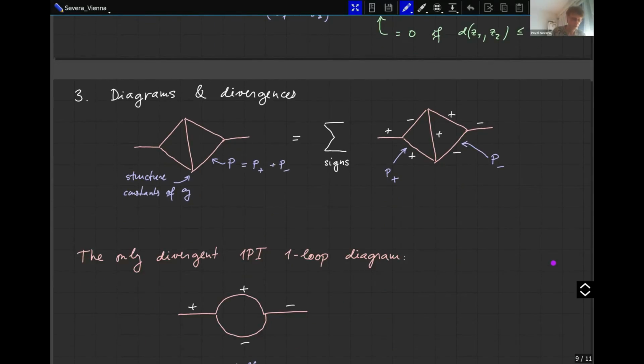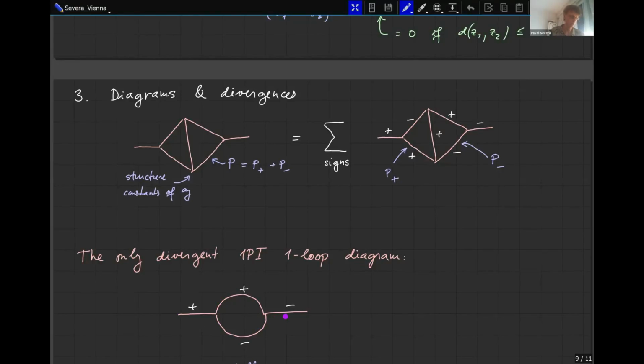Okay, and it turns out that out of all these diagrams, when we take just one particle irreducible diagrams, as usual in these kinds of things, and when we stay with one loop diagrams, because that's the easiest thing to do, it turns out there is only one divergent diagram. So only one thing where we need to introduce that cutoff to make that integral converge. It is this diagram, which is drawn here.